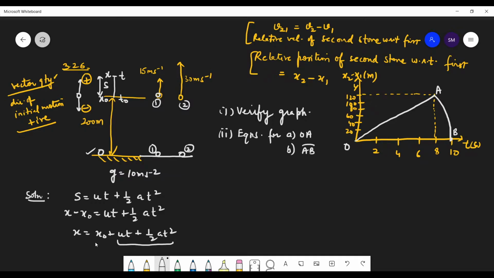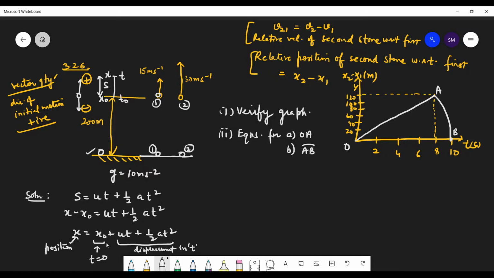So this is already the object at time t equals 0. The object is already at position x naught. And now it is further moving this much distance. So this is your displacement in time t. But what will be the position? So this x is the position here. It is telling you the position.